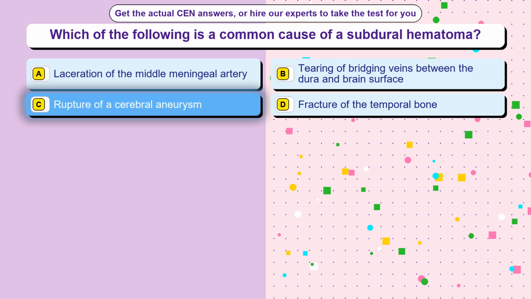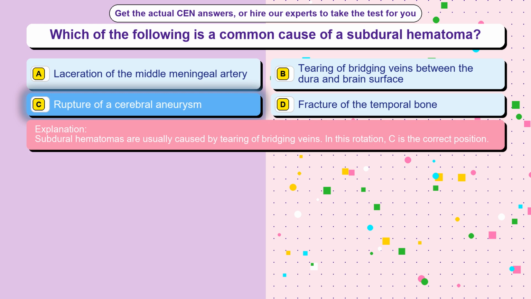The correct answer is option C, rupture of a cerebral aneurysm. Subdural hematomas are usually caused by tearing of bridging veins. In this rotation, C is the correct position.